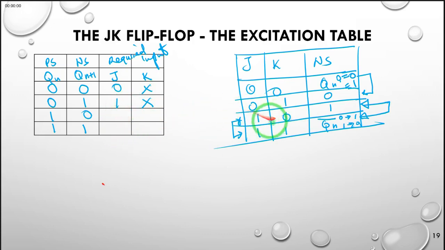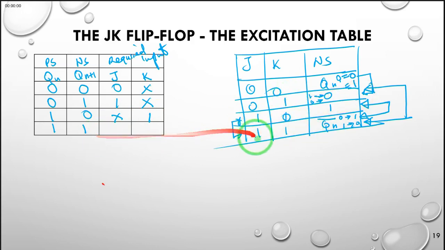Let's look at the third one. We want to move from 1 to 0. So this is one possibility in which we can move from 1 to 0, and this is the other possibility in which we can move from 1 to 0, because it might have been 1 and became 0, or it might have been 0 and remained at 0. And since we have those two possibilities, we are going to say that J is a don't care because it can be 0 or 1, but K is a 1.